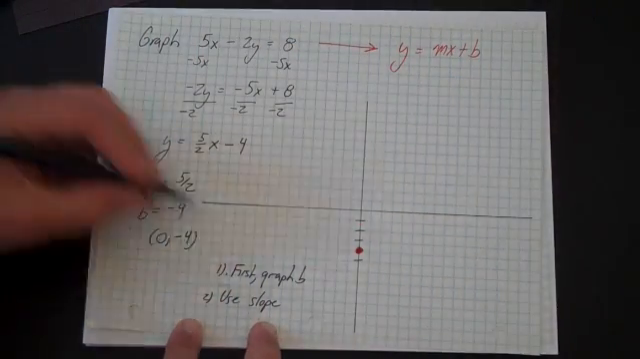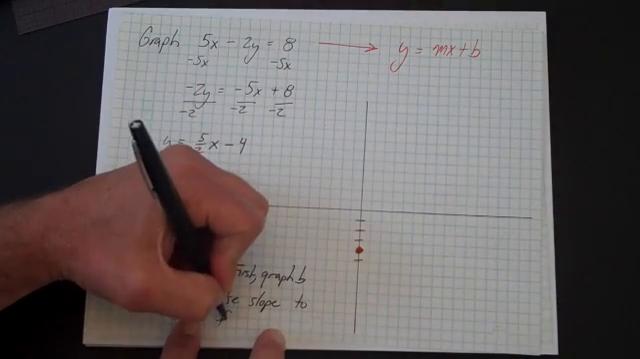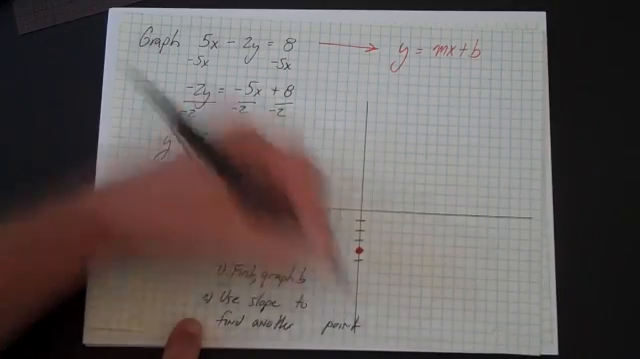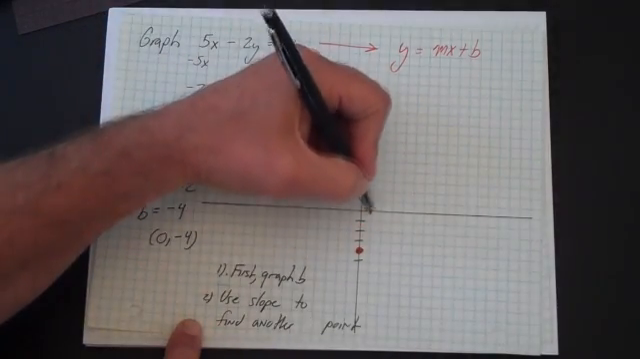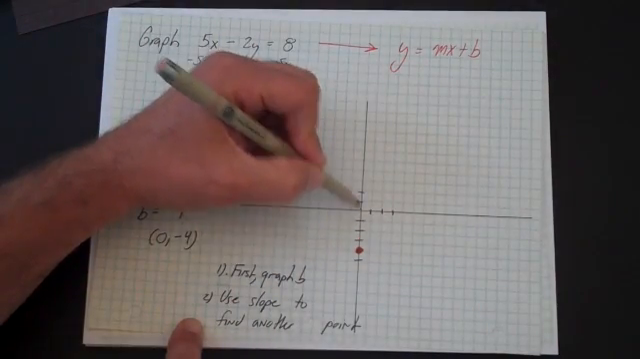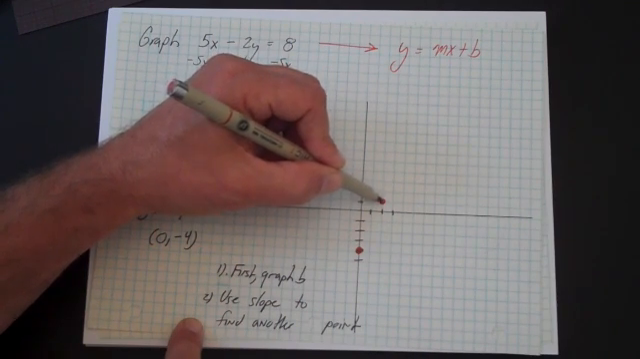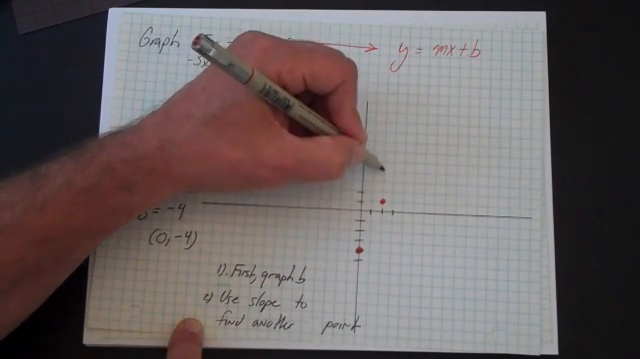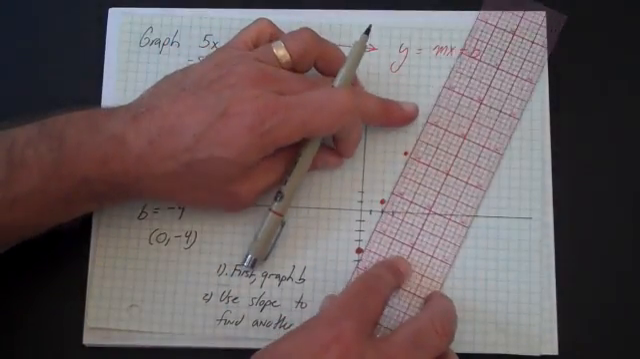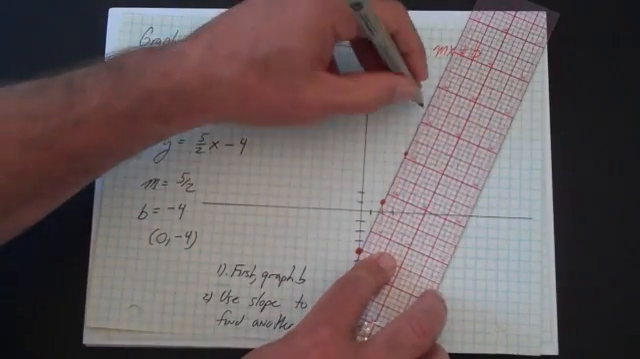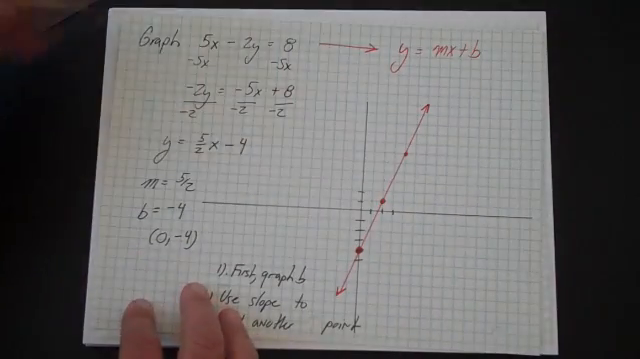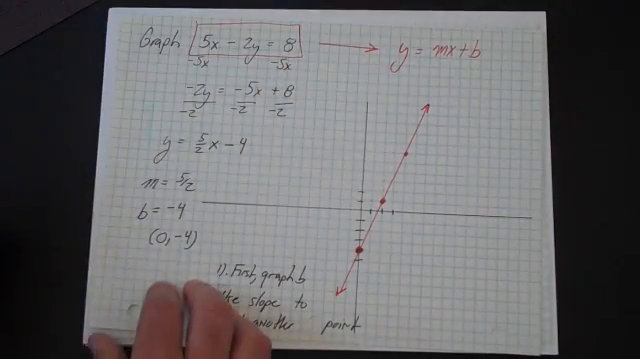And then the slope is 5 halves, so use the slope to find another point. In this case, the slope is positive, so it would be up 5 and over 2. So that's 1, 2, 3, 4, 5, over 2 right there. If you wanted to, you could do it again, but you don't really need any more than 2 points. Now you just connect the dots, and that's how you graph y equals mx plus b, even if it's not written in that form. You just rewrite it.